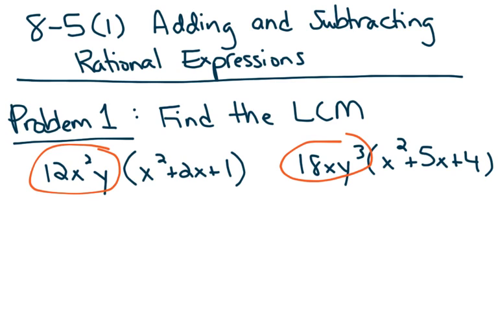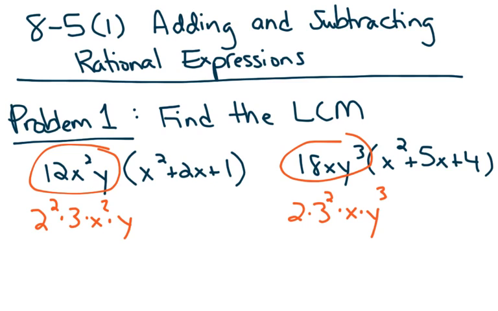So 12, which is 4 times 3, which is 2 times 2 times 3, is 2 squared and a 3. We have an x squared and we have a y. Now let me go over to 18xy cubed. 18 breaks down to 2 and 9, which is 2 times 3 times 3. So it's 2, 3 squared, x, y cubed.